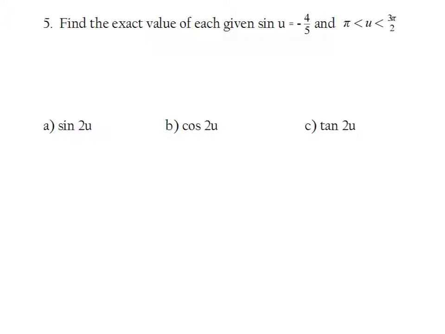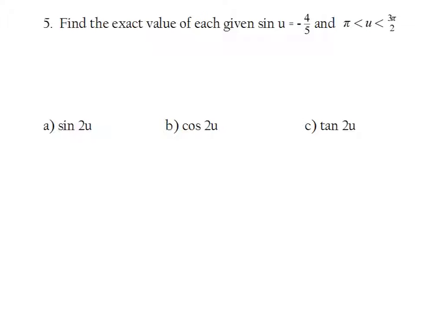Last type of problem that we might have is something that doesn't necessarily always fall perfectly on the unit circle. And how do we deal with those types of problems? Let's find the exact value of each given that, of each of these is what that means, given that the sine of u is negative 4/5 and you know u is going to fall between pi and 3 pi over 2.